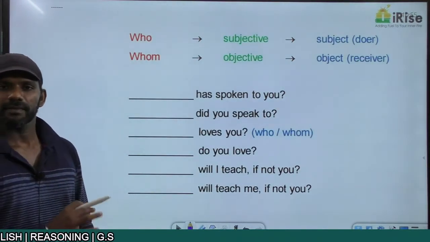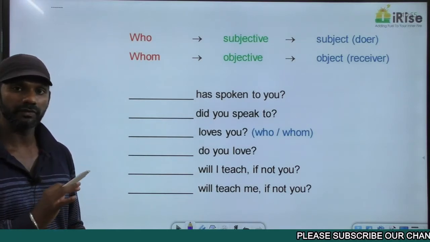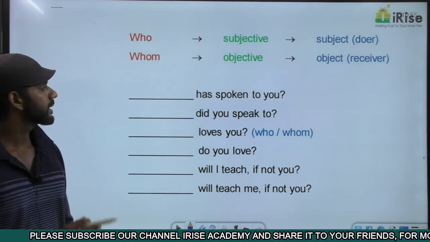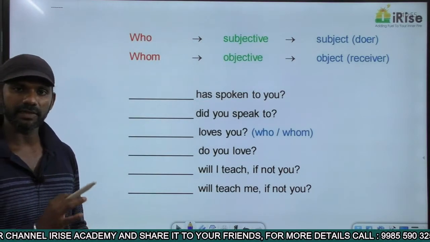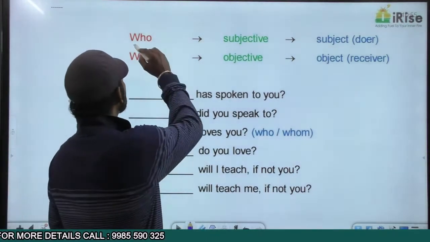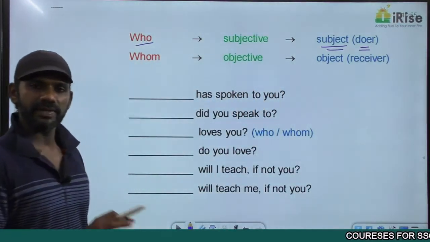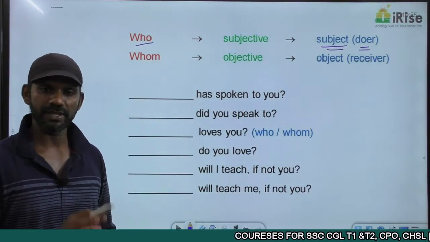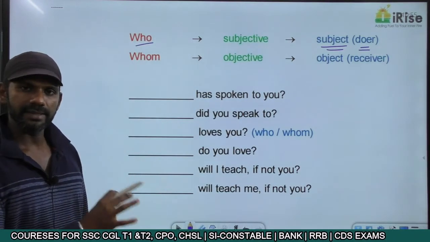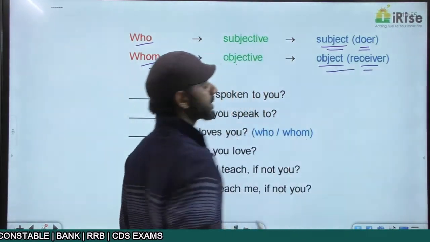Now, the pronouns who and whom have a rule of their own. Who is subjective. I gave in the list of subjective pronouns. Whom is objective. I gave in the list of objective pronouns. As who is subjective, who can be used only to refer to a subject that is a doer. That means if a sentence talks about a doer subject, it must be who. I'll give you examples. Whom is objective. As it is objective, whom can be used only to refer to an object, and that is a receiver.